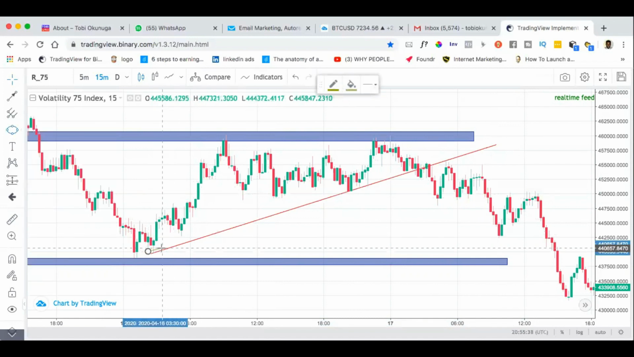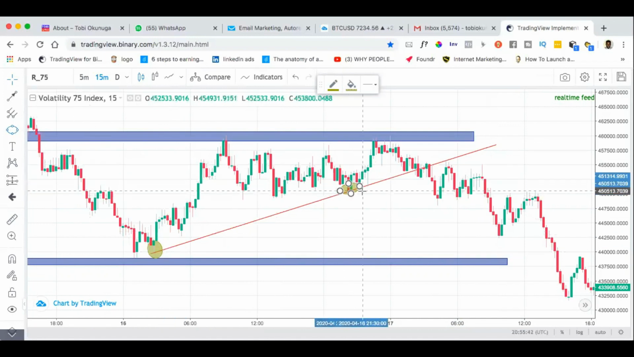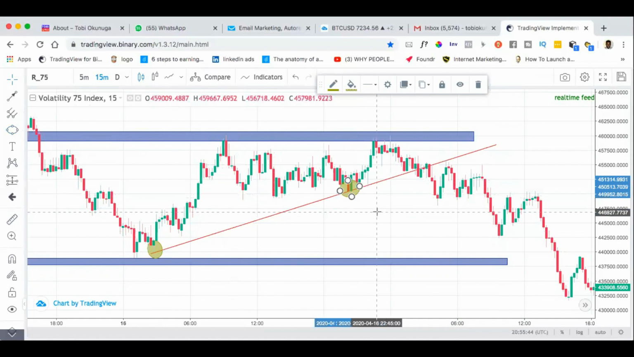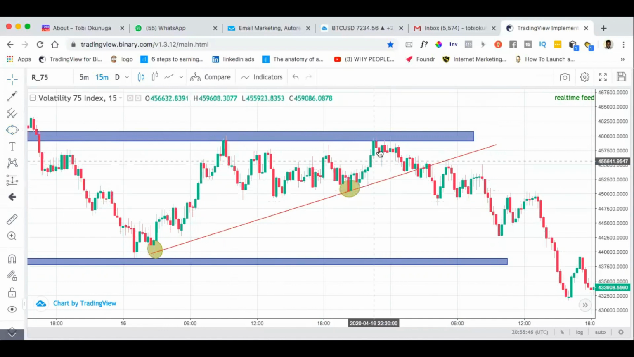I see this touch over here, and of course this touch over here. As you can see, there's a reaction at this particular zone. Something pushed the market up here. So this is a trend line, the value trend line, with two touches.